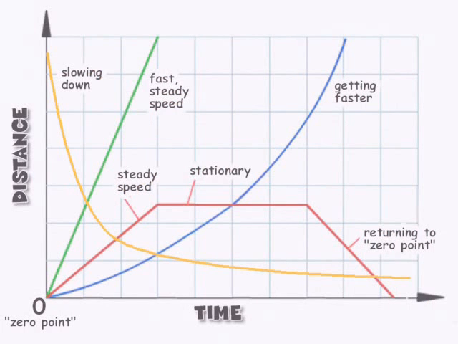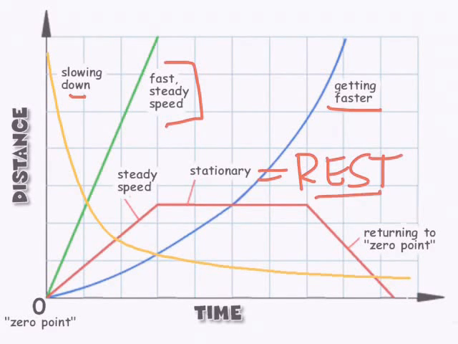Here's an example of some different distance and time graphs that you might see. So you can see if the line's curving, that means it's slowing down. If it's curving upwards, it's getting faster. A linear solid line is fast if it has a steep slope, or slow if it has less of a slope. And then a flat horizontal line is at rest, which means that there's no motion, it's not moving.